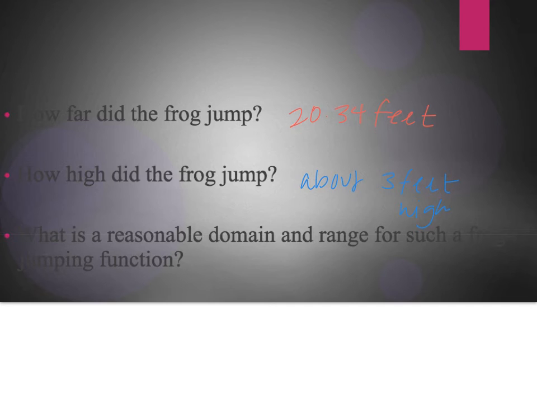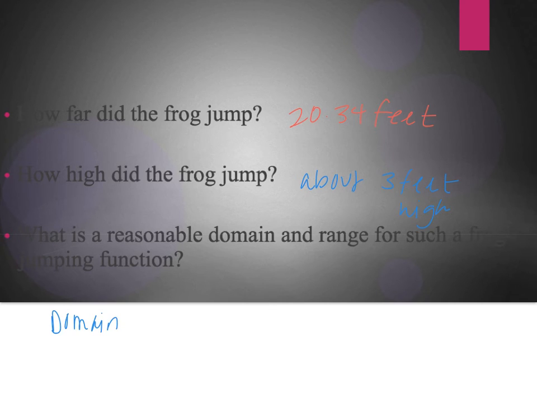Okay, so it says, what is a reasonable domain and range for such a frog jumping competition? And when you talk about a graph, we could talk about the domain and range as being like the window that we use for our graph, or the window that we use for our calculator. So domain would determine how far left and right our graph stretches, right? So our domain, how far left, how far right does it go?